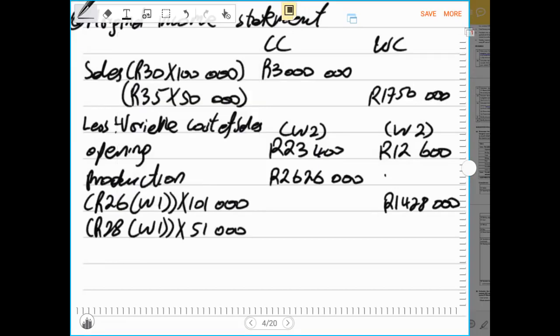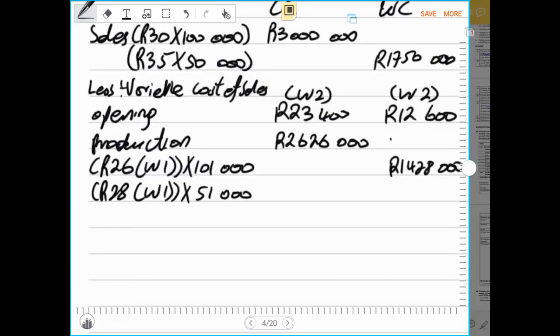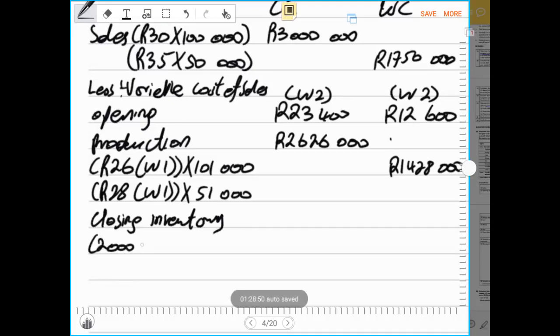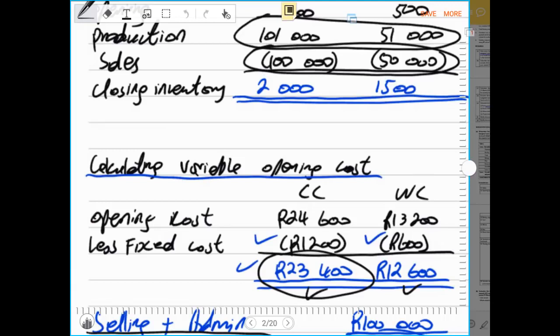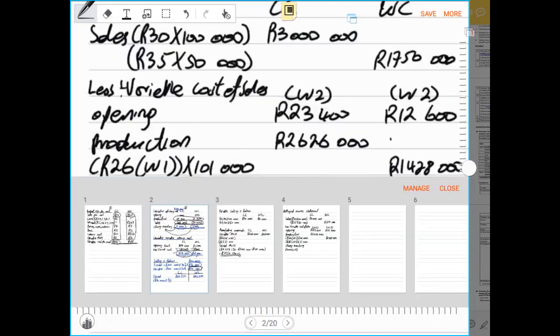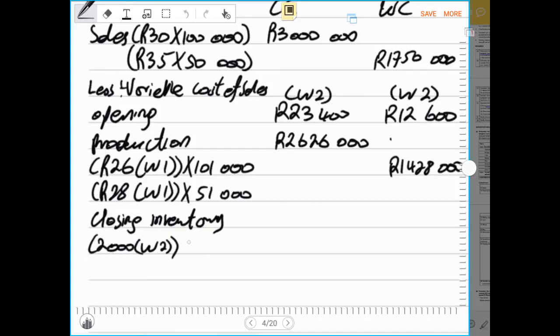1,428,000 rands. Then after, I still have to take into account my closing inventory. I know that my closing inventory was made of 2,000 units. And those 2,000 units come from working number 2. Closing inventory, there we had a number of units, 2,000 as closing inventory and 1.5 as closing inventory, and that is under working number 2. So now I'm instructing the examiner where to go.